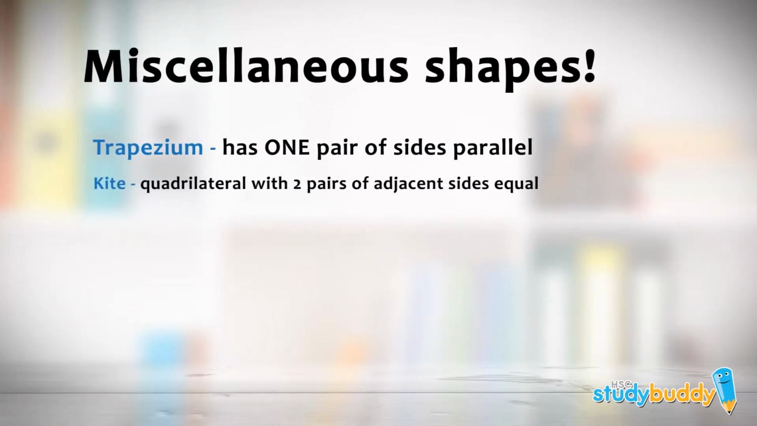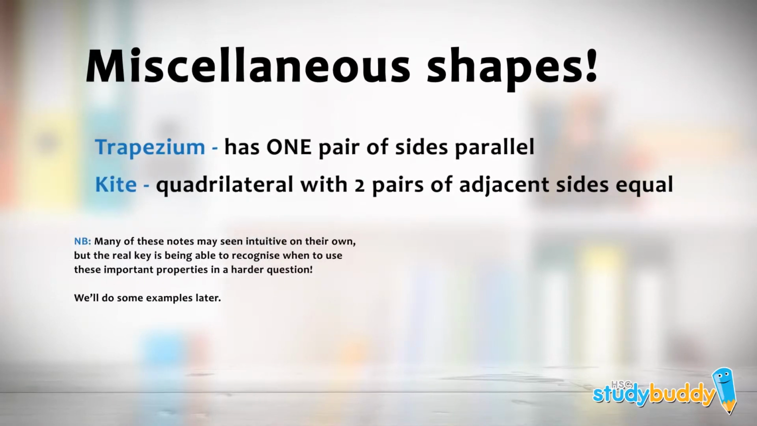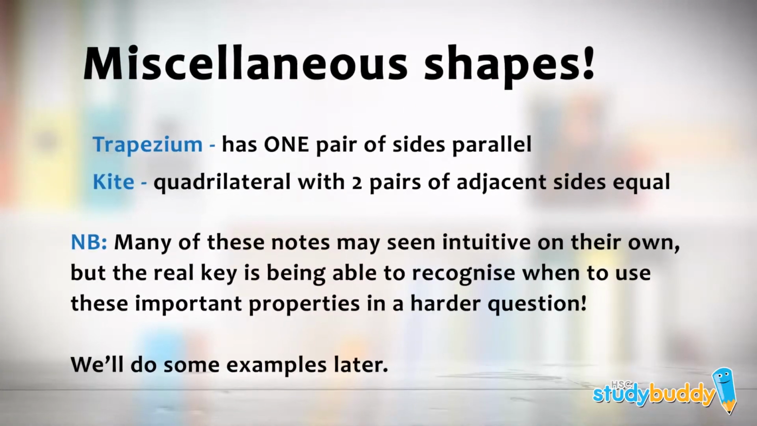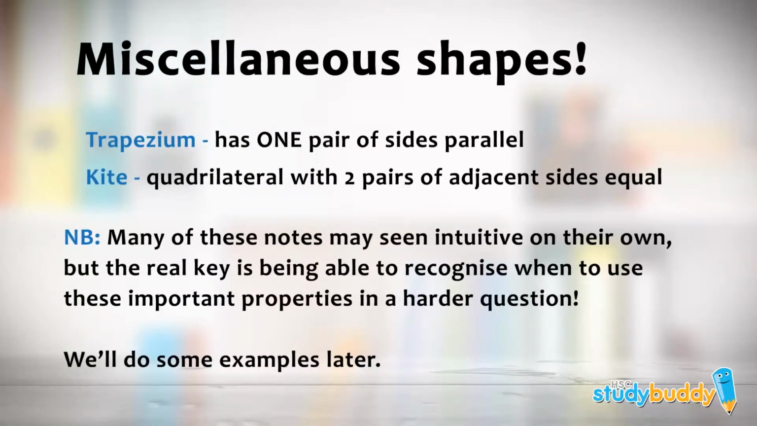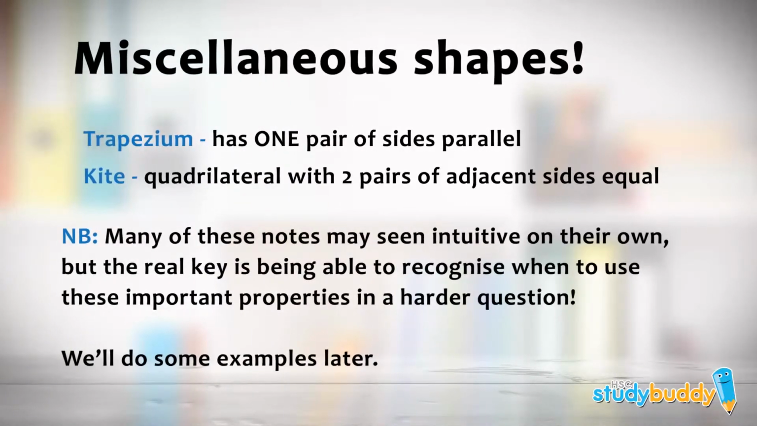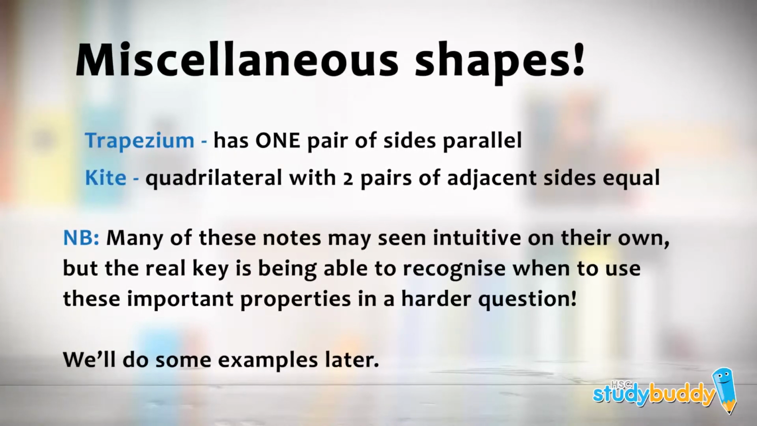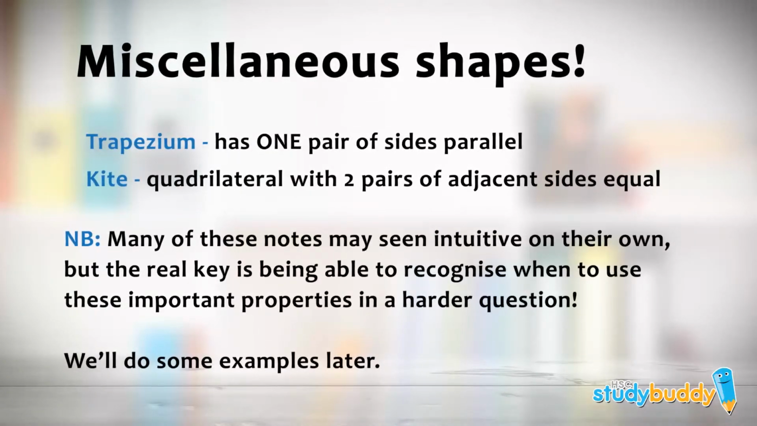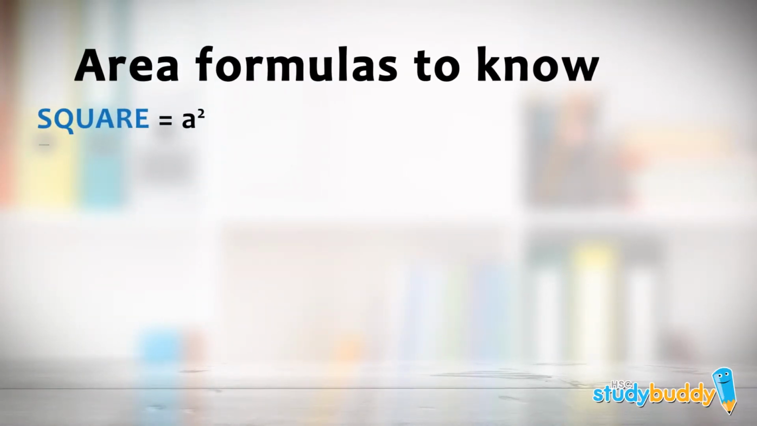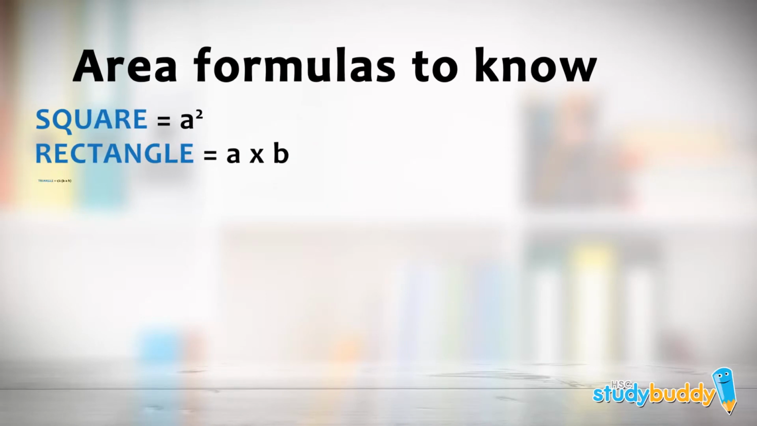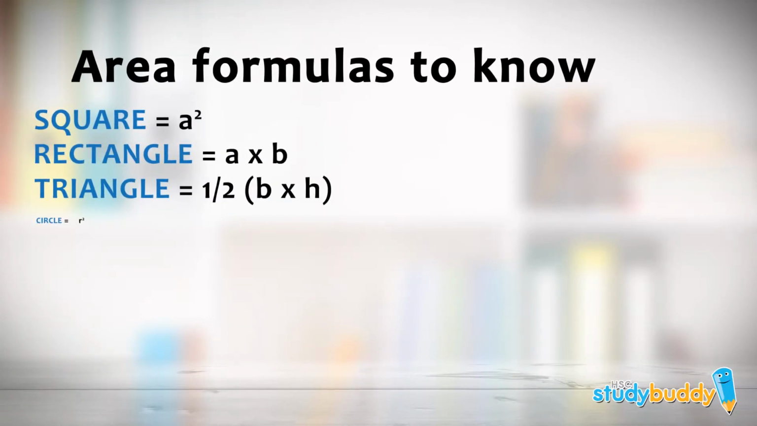Now again, many of these previous notes may have seemed quite obvious or basic compared to some of the topics you're doing now, but like I've said many times already, we really need to be quick on being able to recognize these things in a harder question, but we'll do an example at the end. So some quick area formulas that you should be familiar with, and again, many of these may not be provided when you need it most, so good to just keep them in mind.